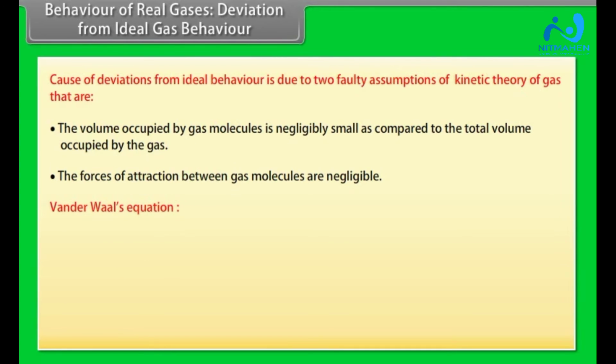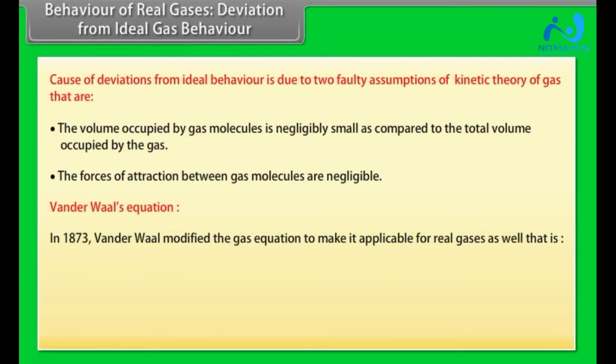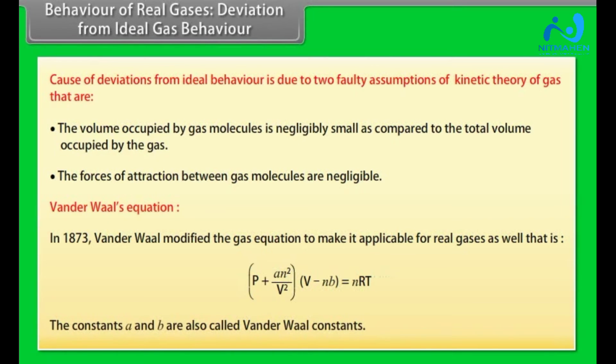Van der Waals equation. In 1873, Van der Waals modified the gas equation to make it applicable for real gases as well. That is, (P plus a n squared by V squared) into (V minus nb) is equal to nRT. The constants a and b are also called Van der Waals constants.